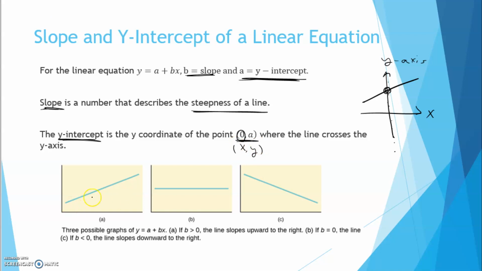Okay, so this one has a positive slope. This one has no slope. And this one has a negative slope. And that's it for section 12.1.